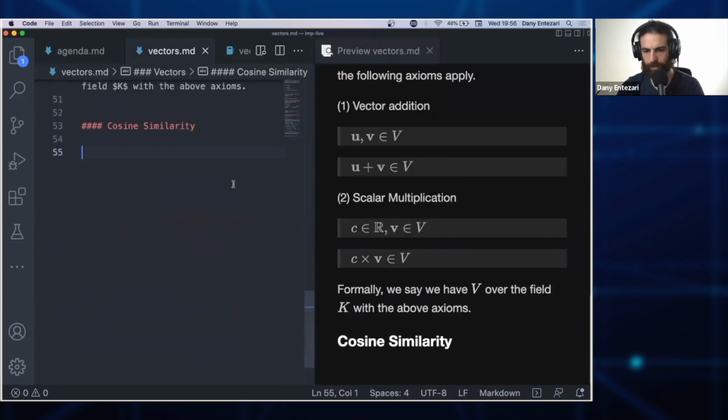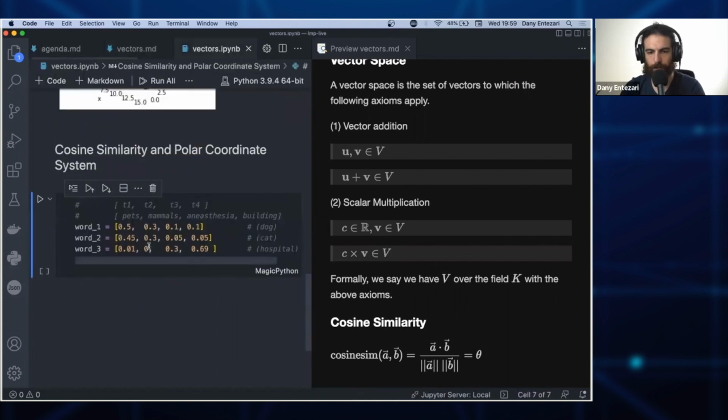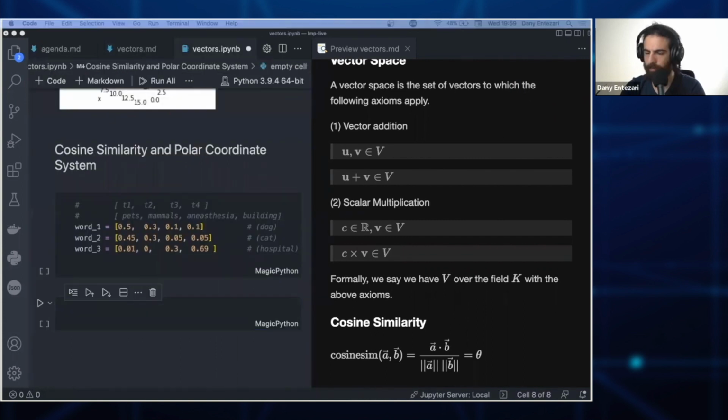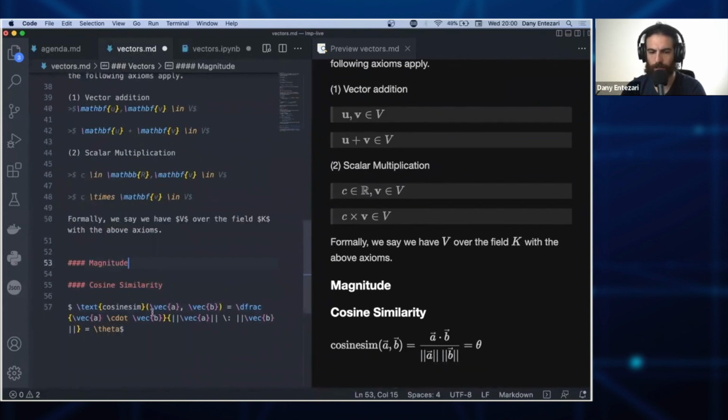And the formula is this. Cosine similarity. You would get the angle theta. And that's how you'll know how far these words are apart from each other. So let me show you how to first calculate this with Python and then how to plot it. So I'll return to vectors I, P, Y, and B. And let me talk about the magnitude, by the way. So that's this term here in the denominator.